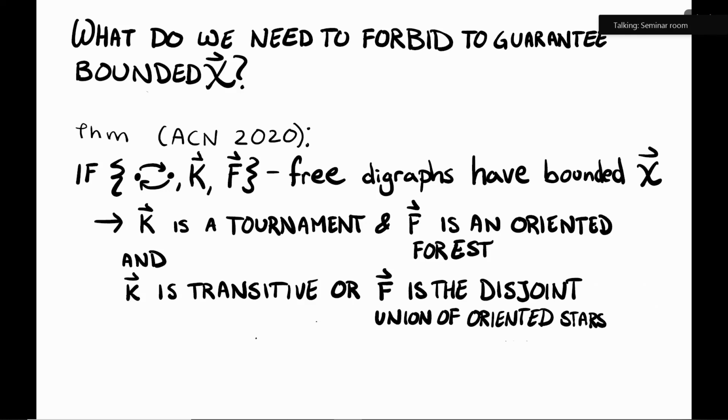And they further showed that actually, in fact, you either have to forbid a transitive tournament, or the forest you're forbidding is the disjoint union of oriented stars, which I do not find to be a terribly interesting class of stars. Okay, everyone, like it's K1T, I hope you know it. It's not a terribly interesting class of graphs. There's been some work on it. There's, I don't think, a full characterization in this case.